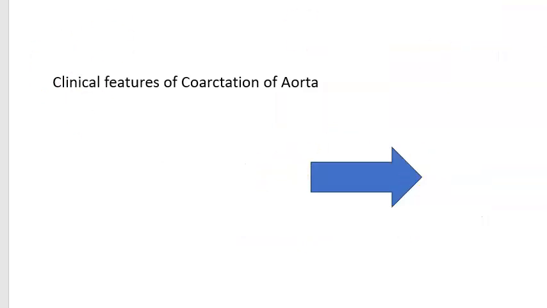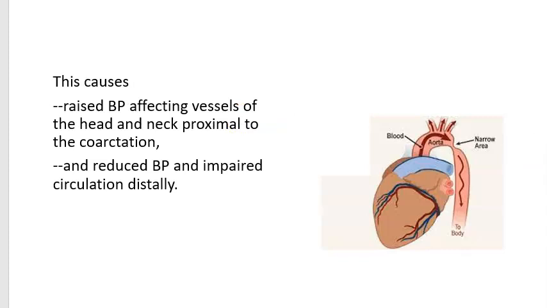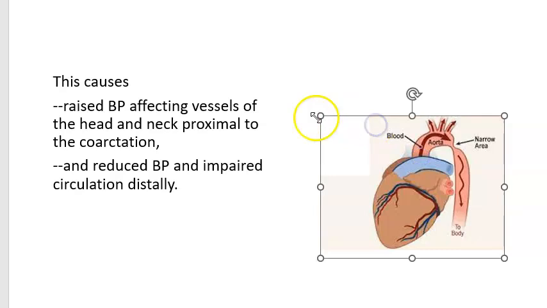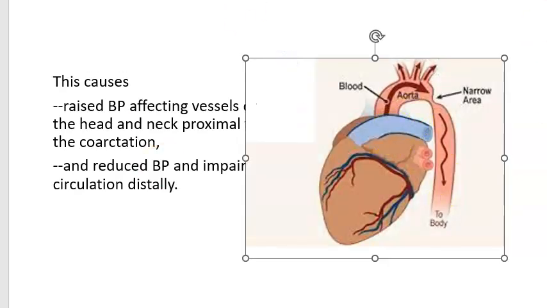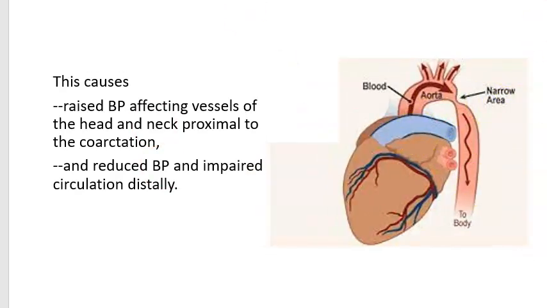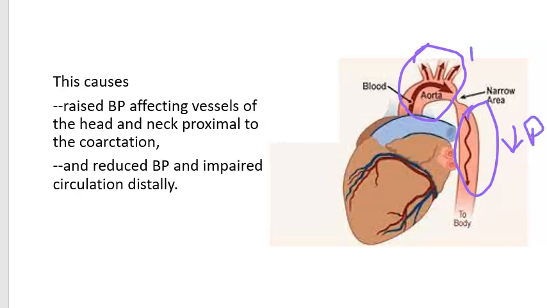So now let us go to clinical features of coarctation of aorta. Now look at this. When you just look at this overall, what will happen? What do you think will happen here? Here, the pressure will be very high. Here, the pressure will be low. So low pressure here, and high pressure here.